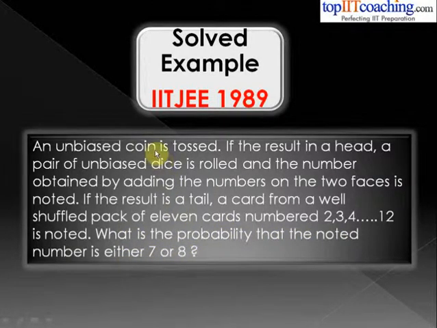So in this problem we have been given that an unbiased coin is tossed. If the result is a head, then a pair of unbiased dice is rolled and the number obtained by adding the numbers on the two faces is noted. And if the result of tossing the coin is a tail, then a card from a well shuffled pack of 11 cards numbered from 2 to 12 is noted. We have to calculate the probability that the noted number is either 7 or 8.